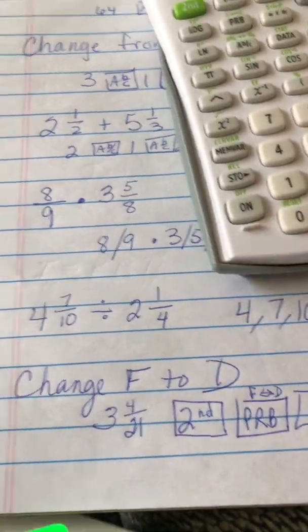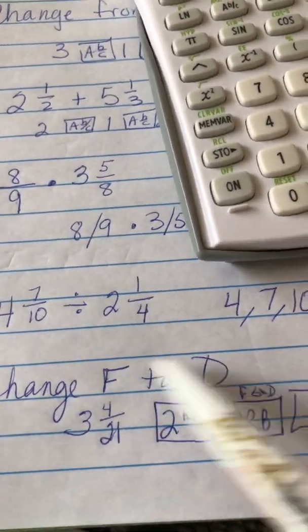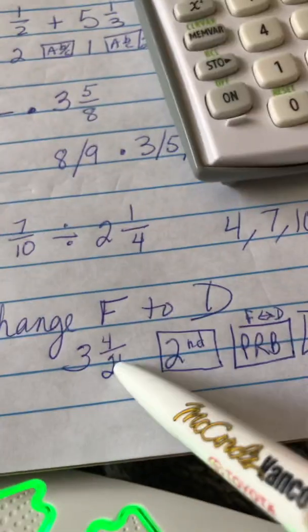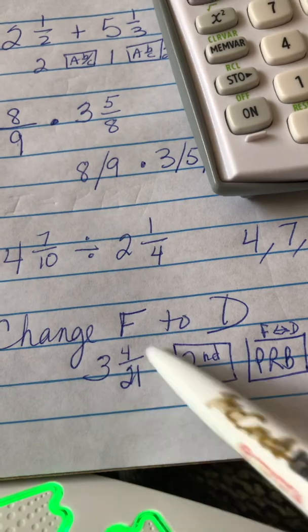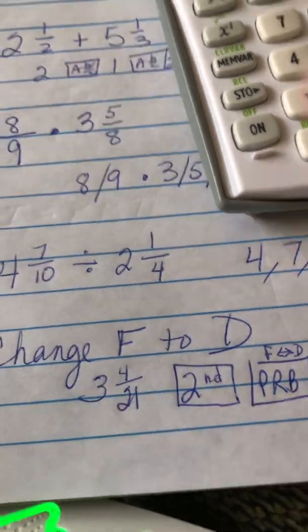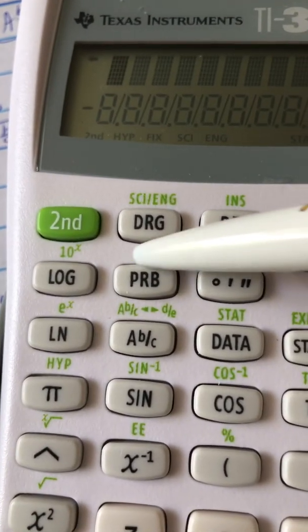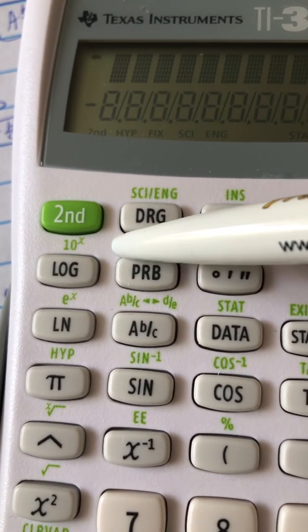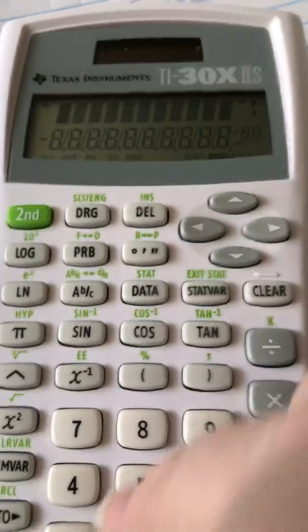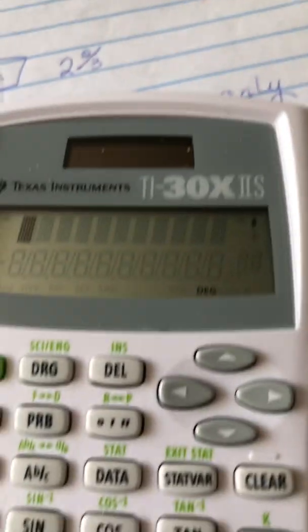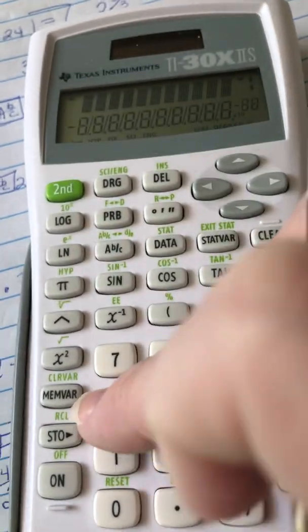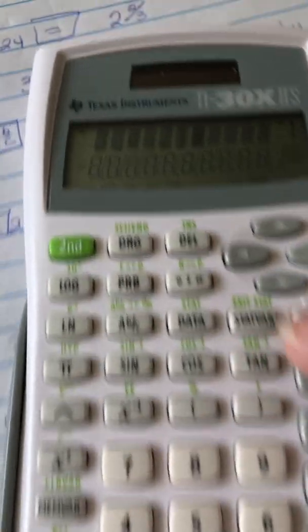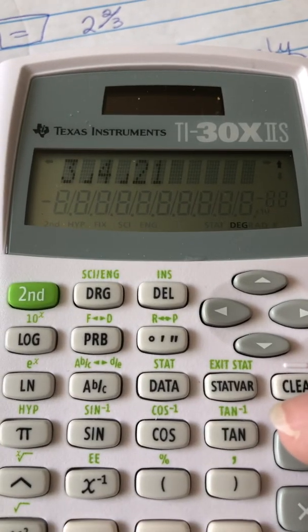The last thing I'm going to show you is how to change from fraction to decimal or back and forth. Okay, so let's say you start with this fraction, 3 4/21, and you want to know what the decimal of that is. And so that's what this PRB button above it is saying. How do you go from fraction to decimal or decimal to fraction? And so if I put in my fraction, 3 4/21. Okay, now I've got it in there.